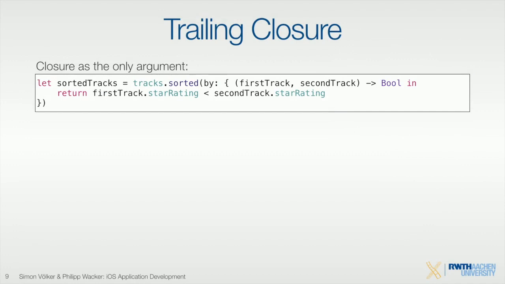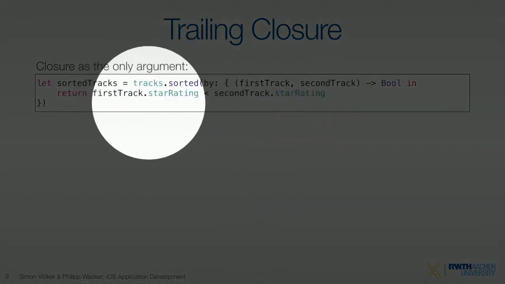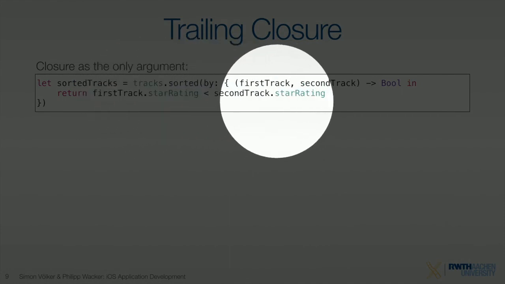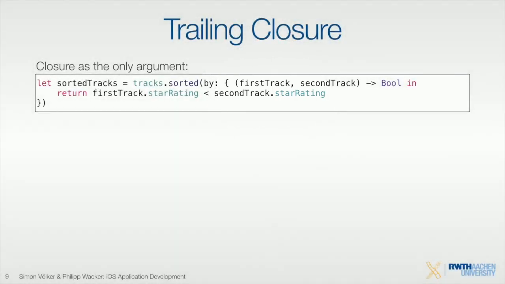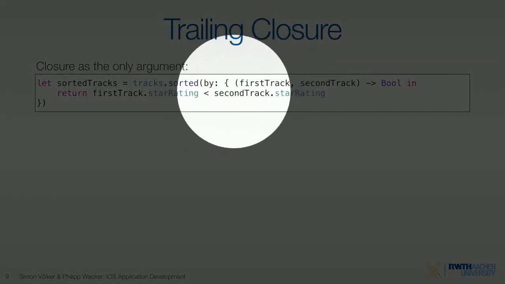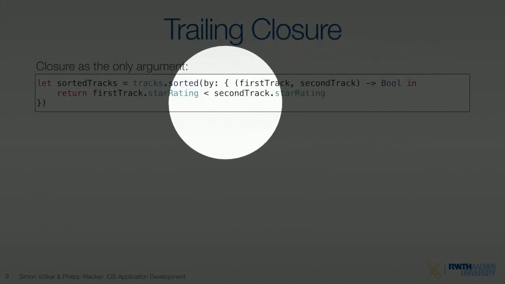And the Boolean is basically specifying whether one is in front of the other or not. So here you return the comparison between those two star ratings. First track star rating smaller than second track star rating would return true. We don't have the implementation of the sorted method, but what it will likely do is take pairs of them, compare which should be in front of the other, and repeat that over and over until the whole array is sorted that way. So here we have the function. It only has one parameter that is passed over.